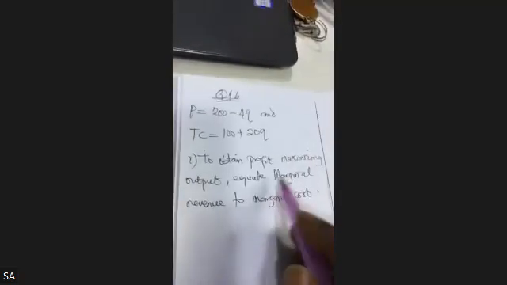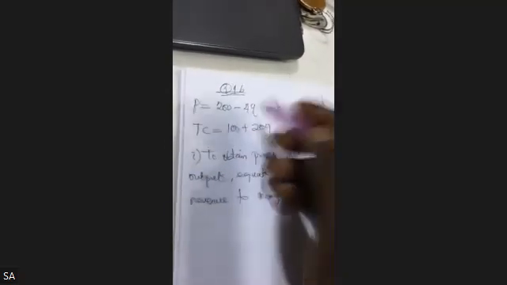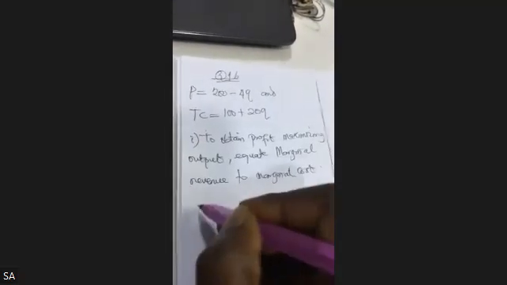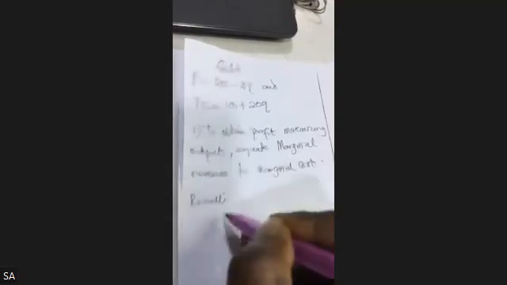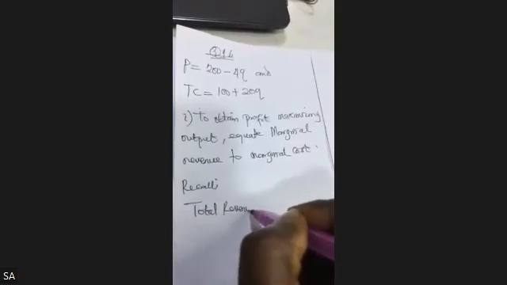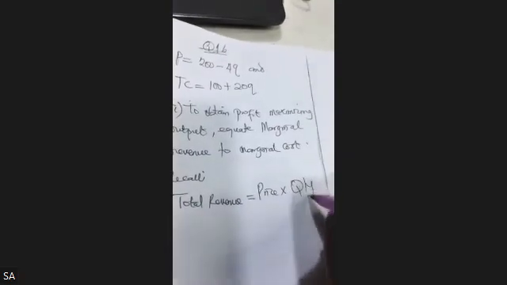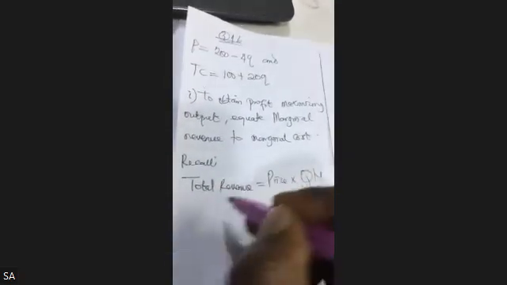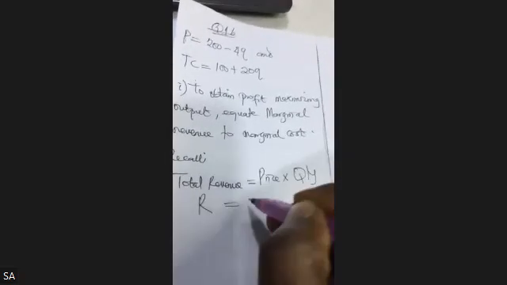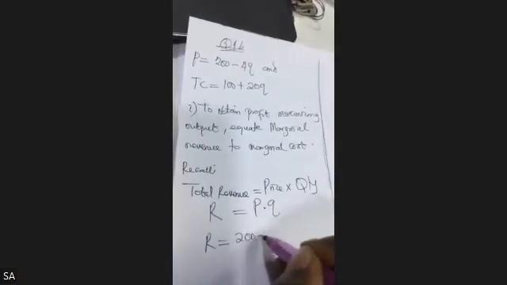Here I said equate marginal revenue, but we don't know marginal revenue. But you know the demand curve, which is the price function. So recall that total revenue is price multiplied by quantity. Instead of writing total revenue, I can just write R, instead of price, P, and instead of quantity, Q. So revenue will now be, price has been given already, 200 minus 4Q, times Q.